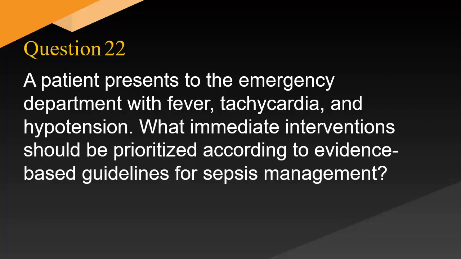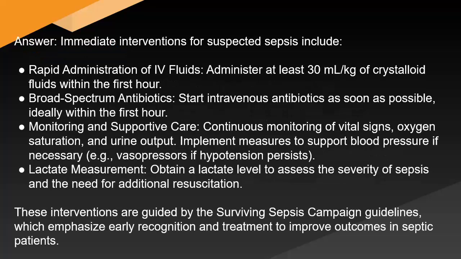A patient presents to the emergency department with fever, tachycardia, and hypotension. What immediate interventions should be prioritized according to evidence-based guidelines for sepsis management? Answer. Immediate interventions for suspected sepsis include rapid administration of IV fluids. Administer at least the recommended volume of crystalloid fluids within the first hour. Broad-spectrum antibiotics. Start intravenous antibiotics as soon as possible, ideally within the first hour.